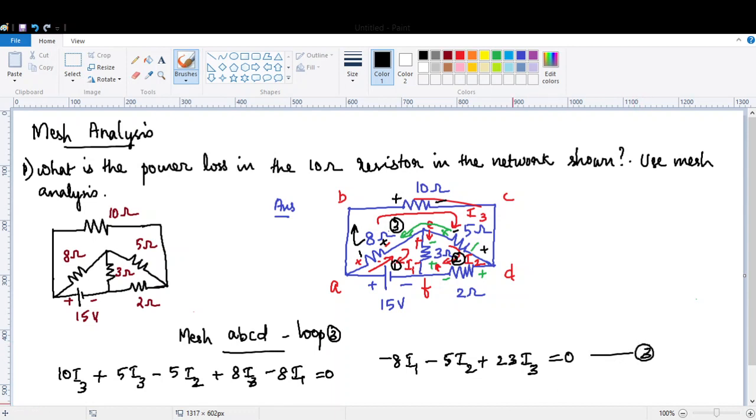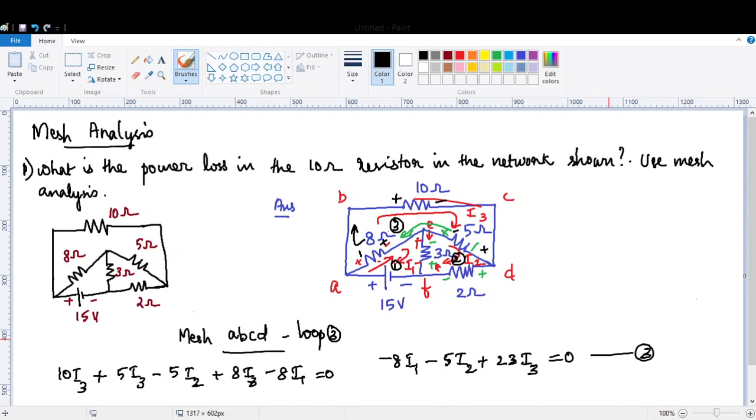Now what to do? Now we have to simplify the three equations. Then we will get the values for I1, I2 and I3. And here we are asked to find the power loss in the 10 ohm. The current flowing through 10 ohm is just I3 alone. So now we can simplify this using a calculator. You can just substitute the equations in the calculator, so you will get directly I1, I2, I3 and find out the I3 value.